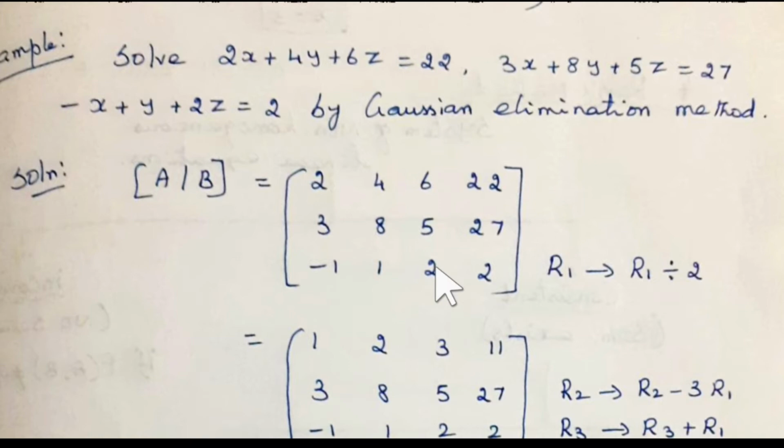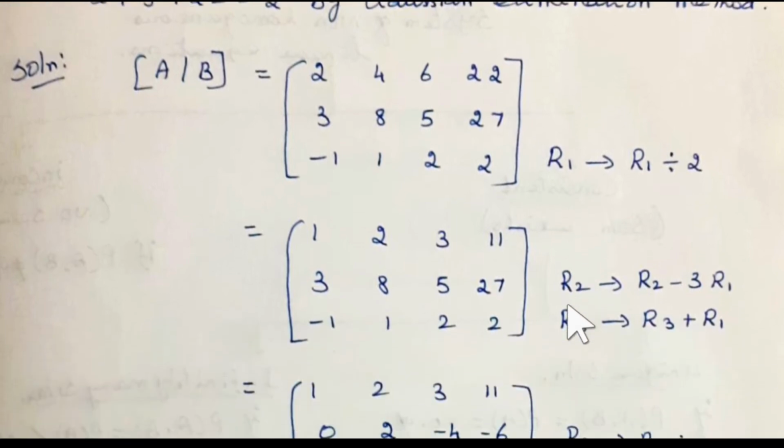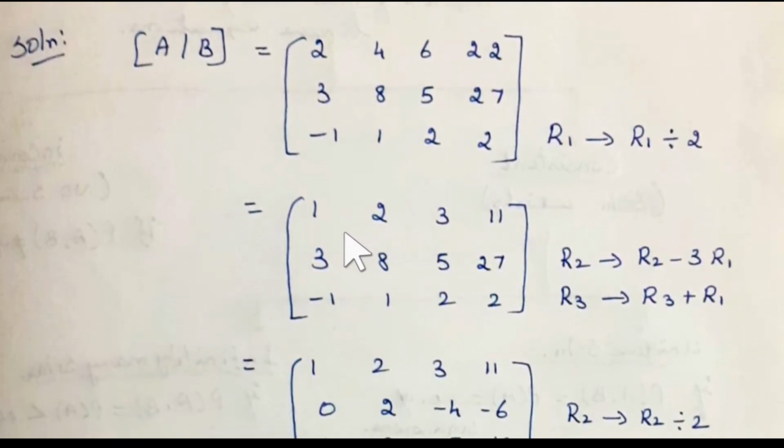Now the second step is convert this matrix into row echelon form. Okay, so first I am going to change this 2 as 1. I am going to make this 2 as 1. So for that I am going to divide the first row by 2. So R1 implies R1 divided by 2. So after giving this transformation, the matrix becomes like this.